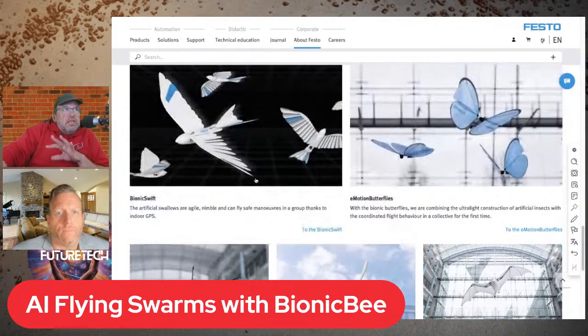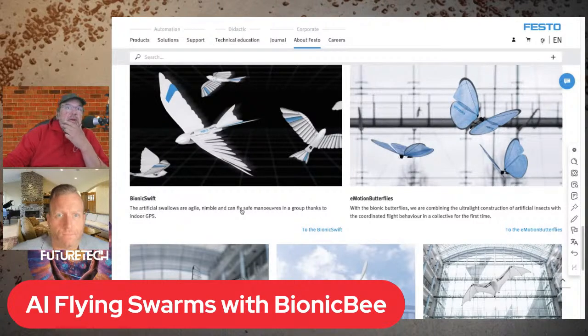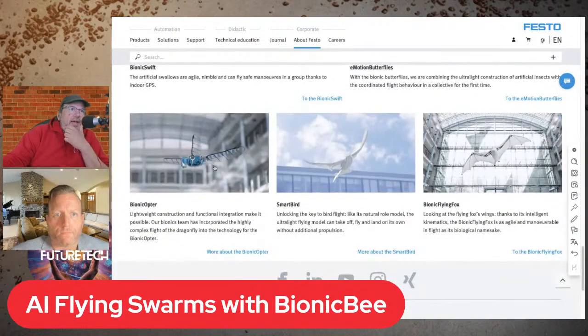So the whole idea of an autonomous swarm that's controlled by AI or anybody scares the crap out of me for a number of reasons, and we'll get to that in a bit. But I wanted to take a look at the bionic swift, which is some sort of bird, emotion butterflies, the bionic opter, smart bird, and the bionic flying fox, which is like a bat. So this is great. Oh, go ahead.